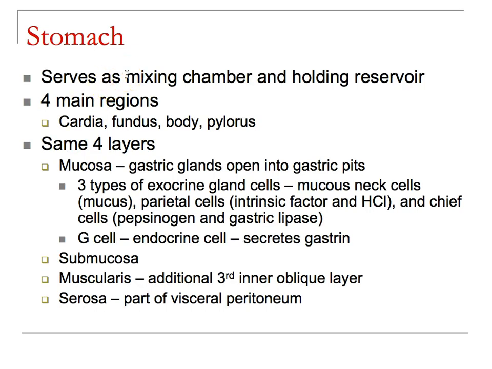Okay. The stomach actually has four main regions: cardia, fundus, body, and pylorus. It's a mixing and holding reservoir. Remember, at the end of the function here, we have to have gotten materials into a liquid state. So to do that, we have a mucosa, which has gastric glands that open up into gastric pits. And you'll see in the next slide the same cells we looked at inside class, where you actually have mucous neck cells, which secrete mucus, parietal cells, which are going to make intrinsic factor and hydrochloric acid.